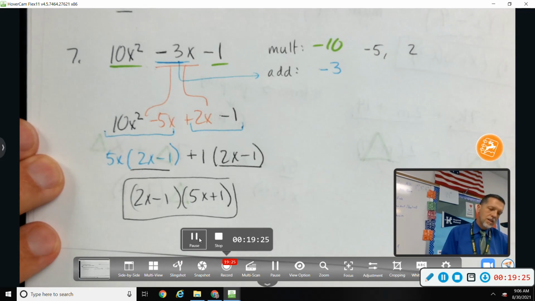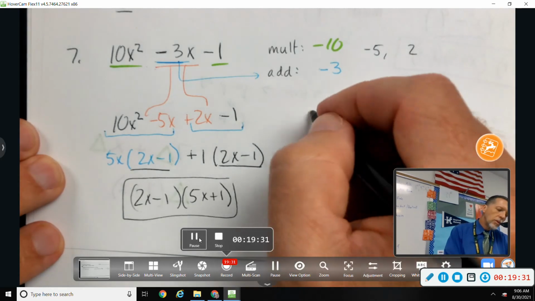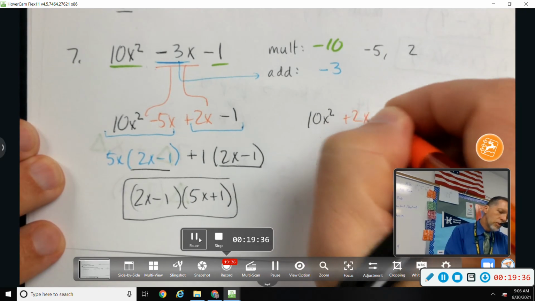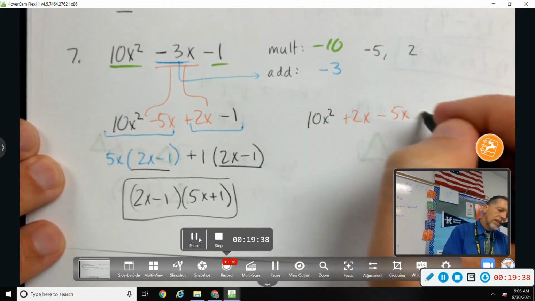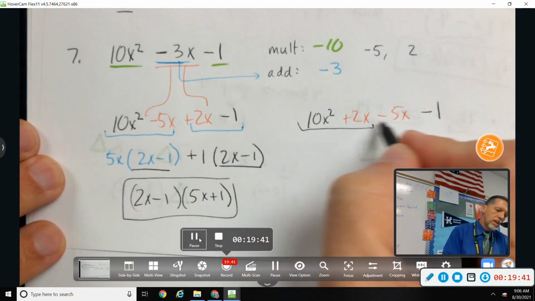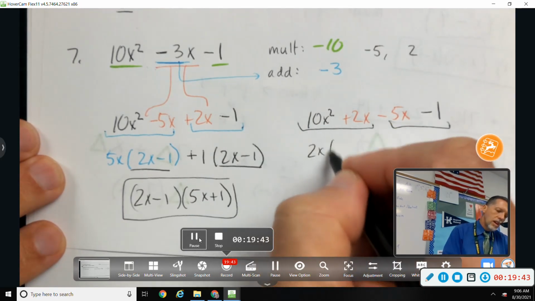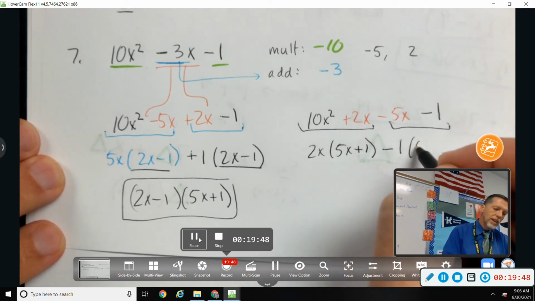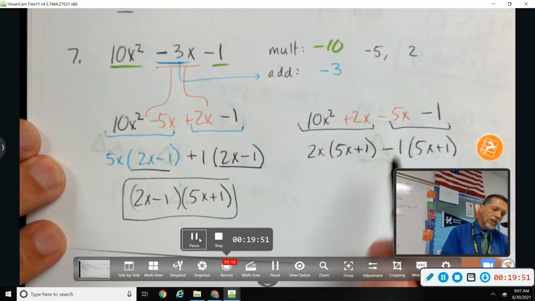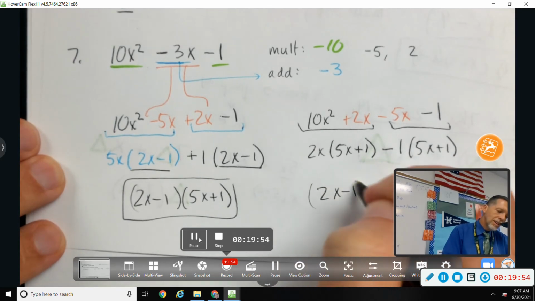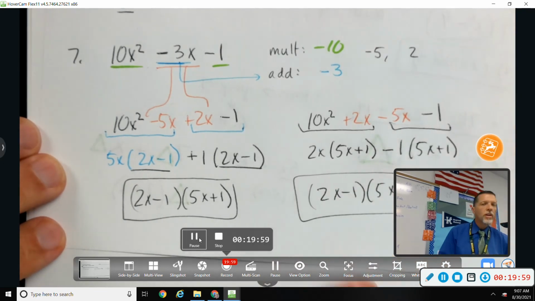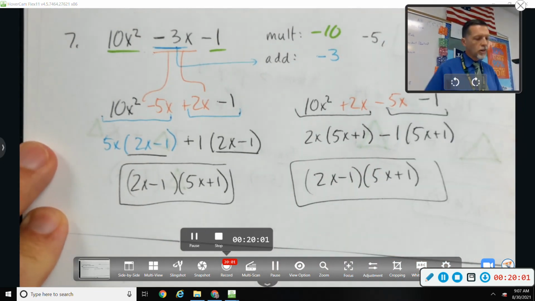I got a different answer. I did 2 the first time. Yeah. So the way it might show up different is if you wrote these in a different order. If you put plus 2x minus 5x. I didn't group them. So you factor out a 2x, that leaves 5x plus 1. Factor out a negative 1. So this is looking different, but when we get to the end, it's the same thing. So there's different ways to get there, but there's only one right answer.